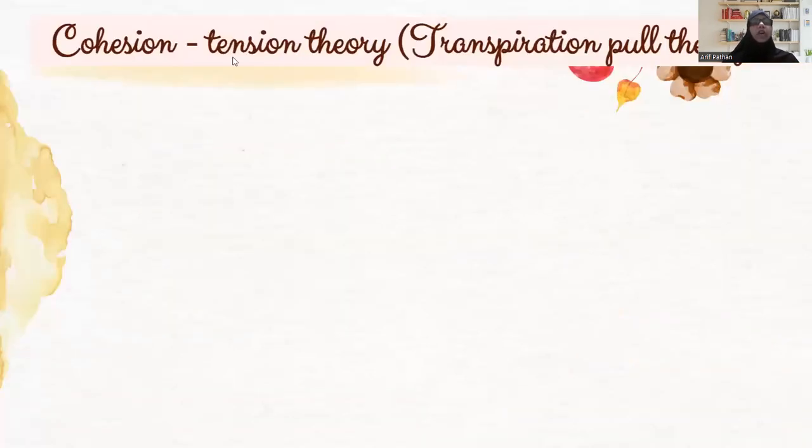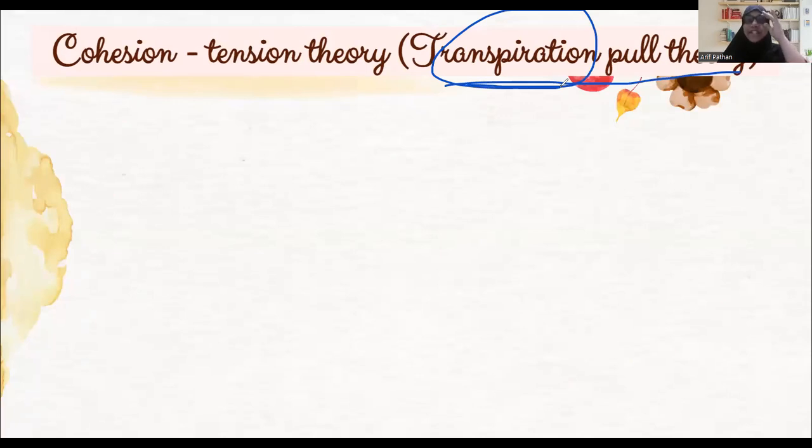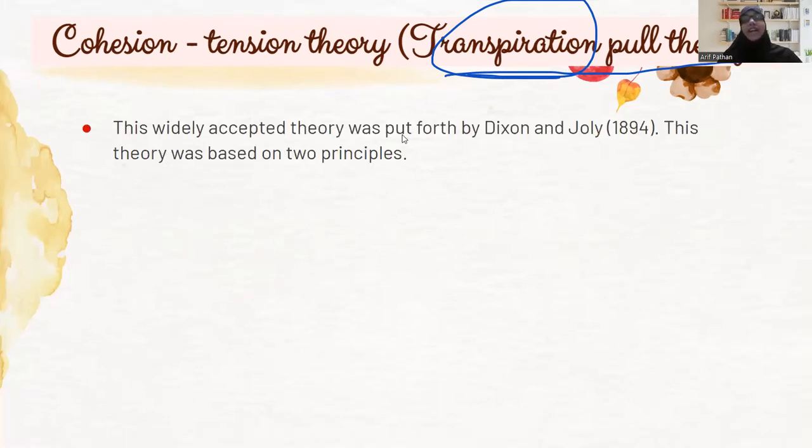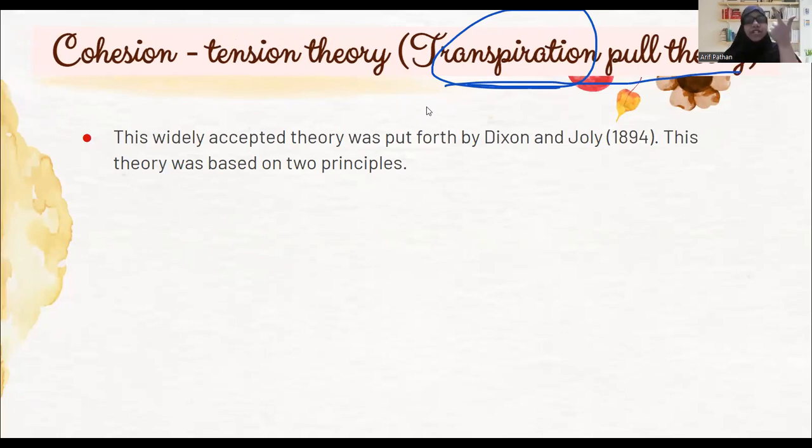Cohesion tension theory is also called transpiration pull theory. Now, time and again, we have been discussing transpiration. What is transpiration? Loss of water through the surface of the leaf. So this theory is also known as cohesion tension theory, one of the widely accepted theories. We saw the capillary theory, we saw the root pressure theory. They had many objections and limitations.